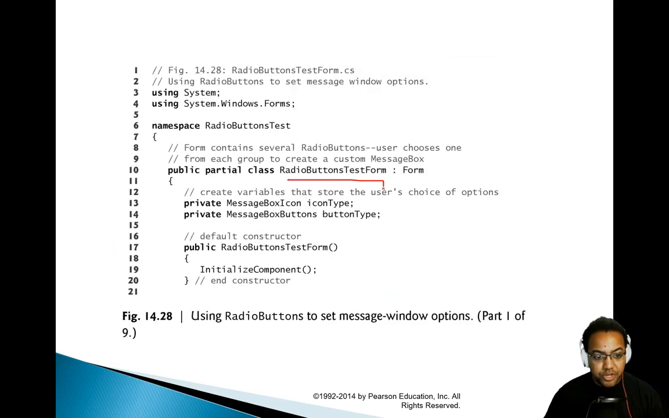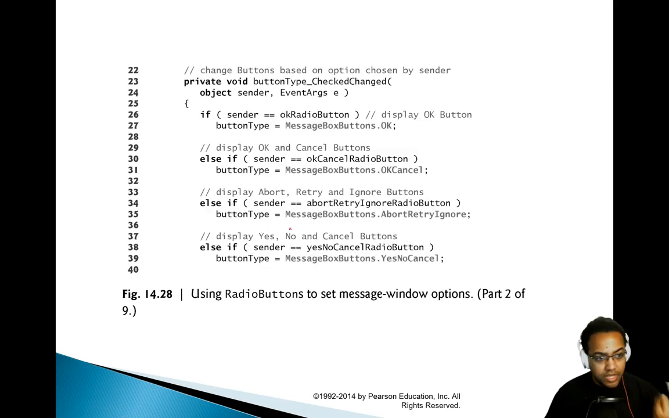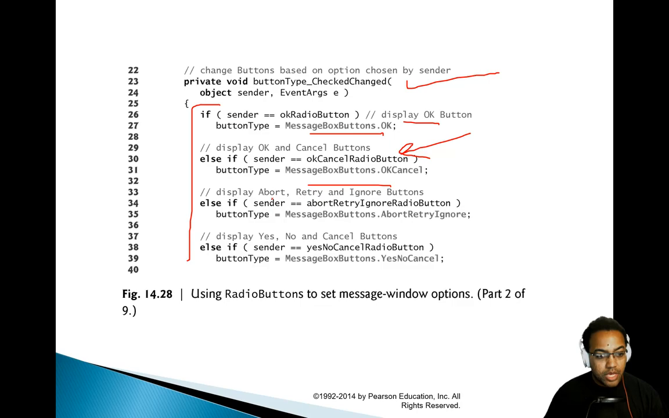And here we go. Here's the radio buttons test form. You can see that there were two variables that were instantiated or initialized. The form was loaded with the initialized component in the constructor. And then there's an if-else-if branch here. Now, when the button is checked, if the sender says OK radio button, the OK button type will be displayed. If cancel was what was sent, display both OK and cancel. If the abort, retry, ignore radio button was selected, display that, and so on and so forth.